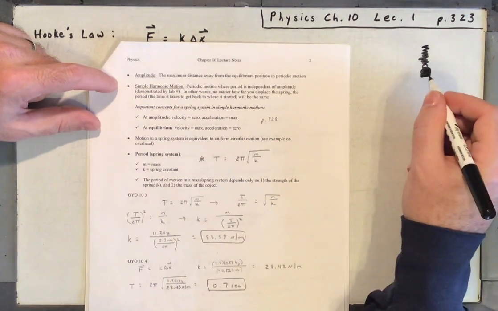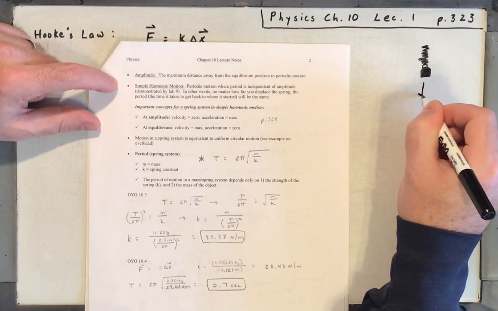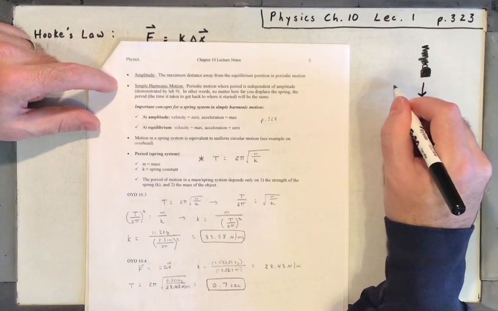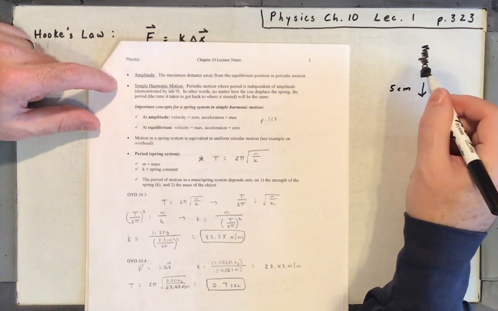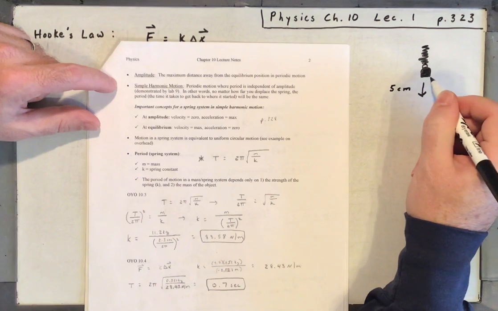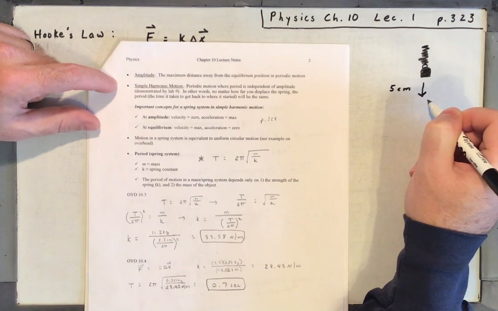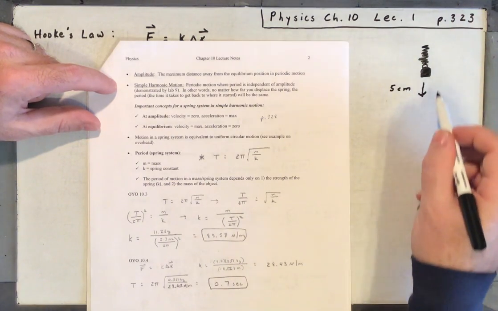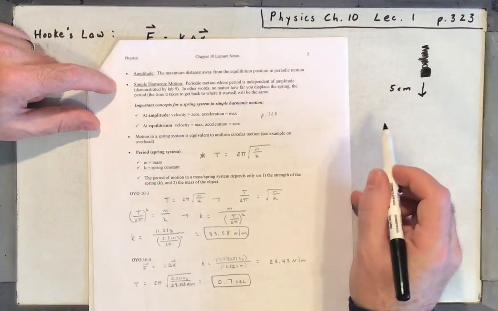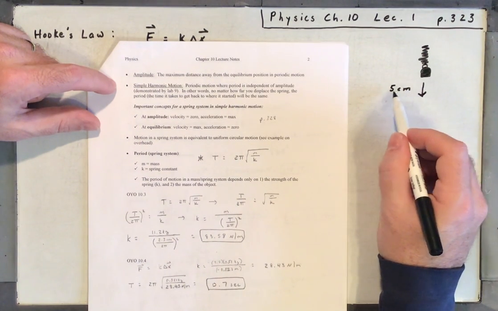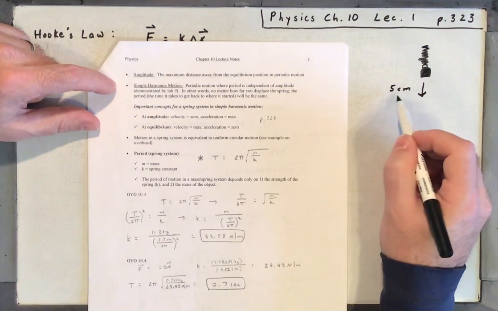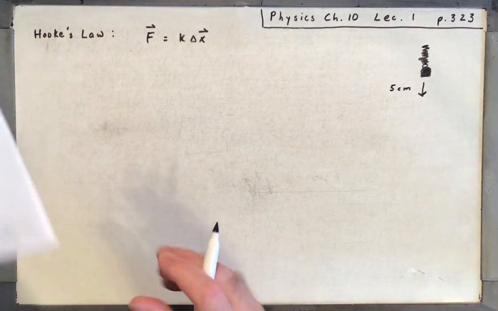But amplitude, let's say you were to pull this mass down and let it go, and let's say you were to pull it down 5 centimeters. Then the amplitude would be 5 centimeters, the maximum amount that you pulled it down. When you let it go, it's going to oscillate back and forth. All right, and the oscillation will over time get shorter and shorter, but the maximum amount, the amplitude, would be the distance that you pulled it down before you let it go. So again, watch the video.